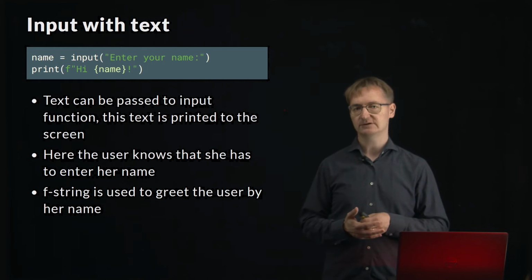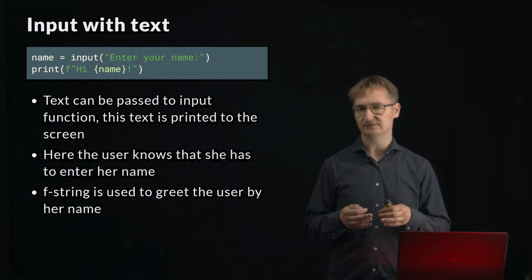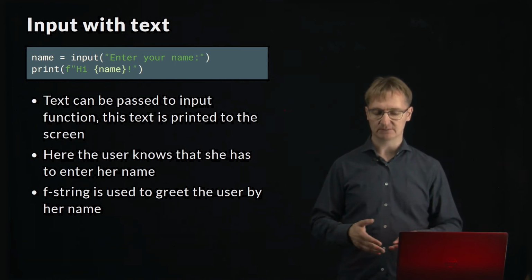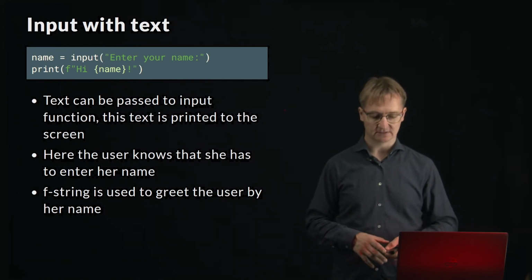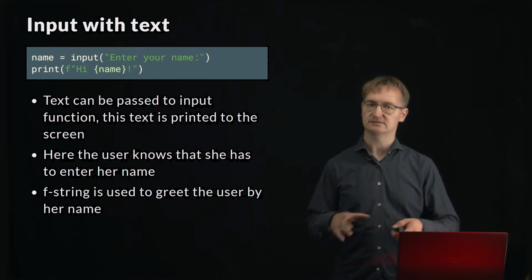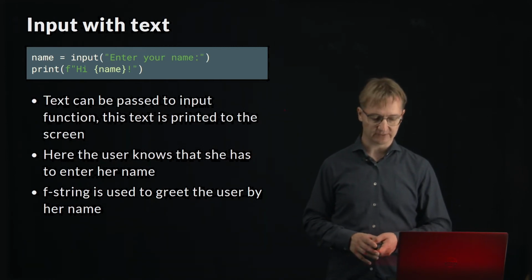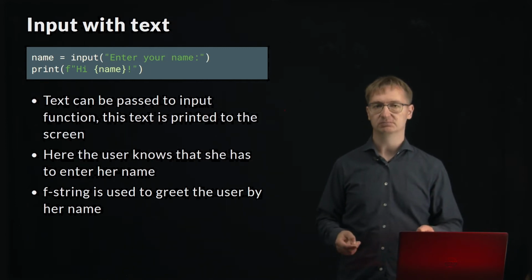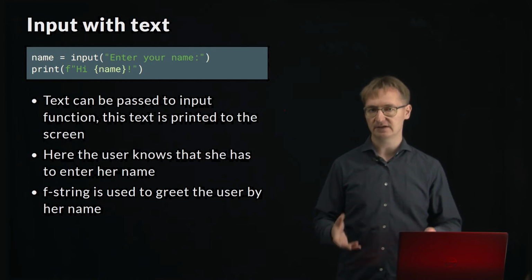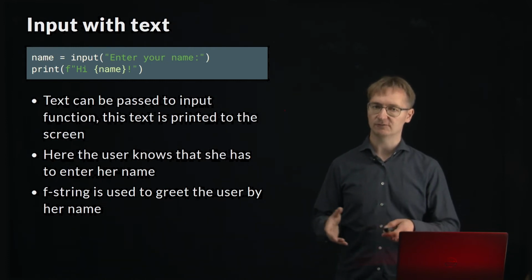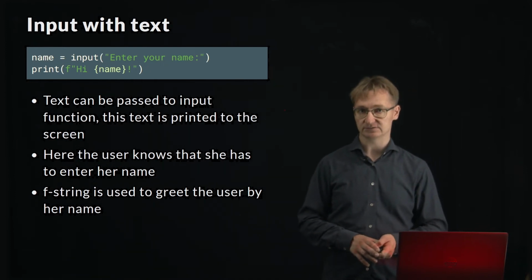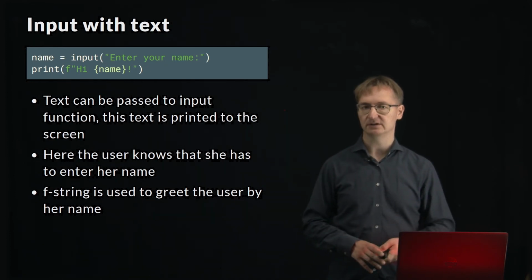Also, the input function always gives us a string. So even if I write my name or my age as 10, for example, which is a number, it still is stored as a string. So it's nice to know that if I would like to, for example, calculate something from my age, I have to convert it into a number before doing any calculations, because it's a string by default.